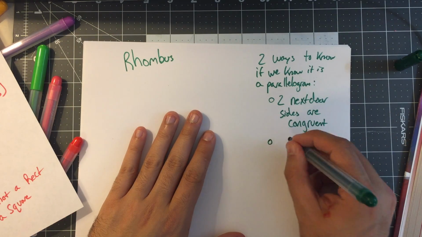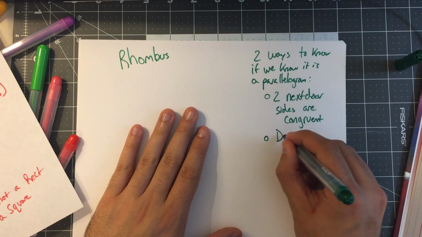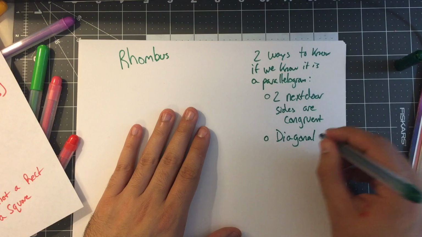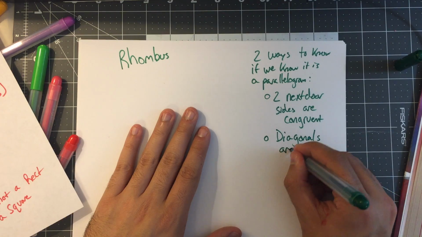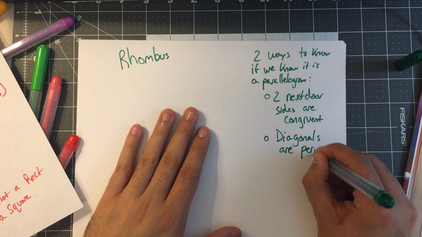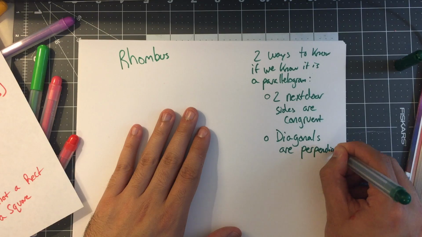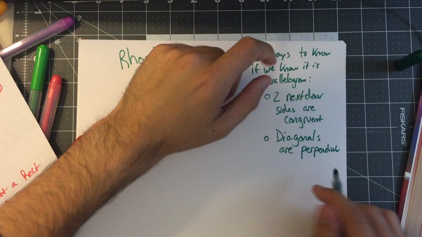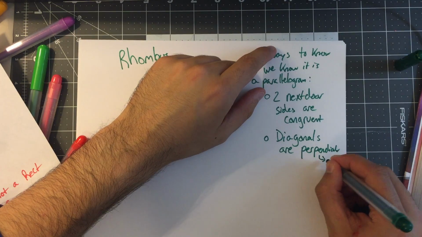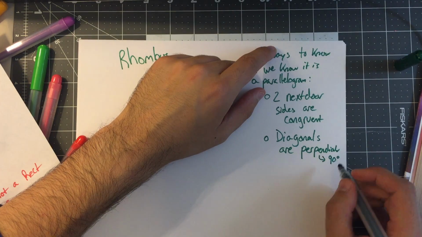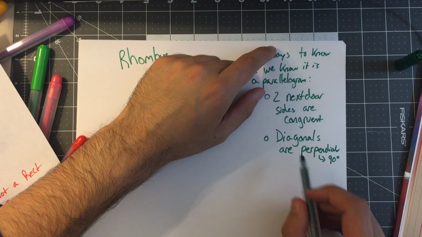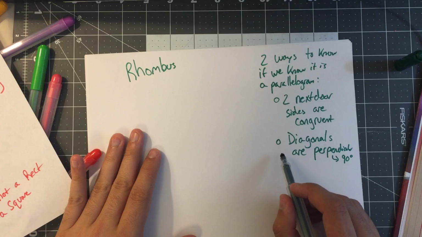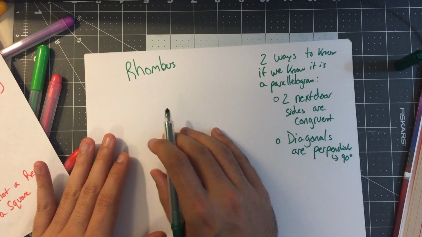And lastly, if the diagonals, not congruent, that's for rectangles, are perpendicular. I know it's been a long time since we've done math, so to remind those what perpendicular is, that means make a 90 degree. So what I'm looking for here, I need to do a couple things.